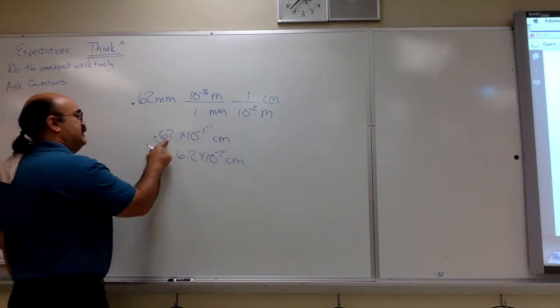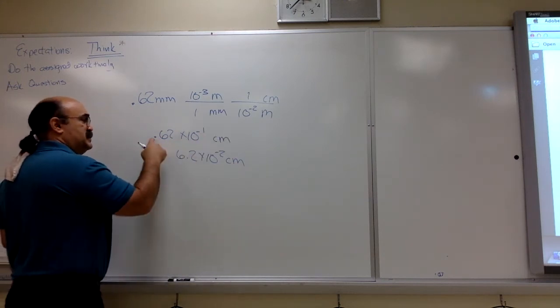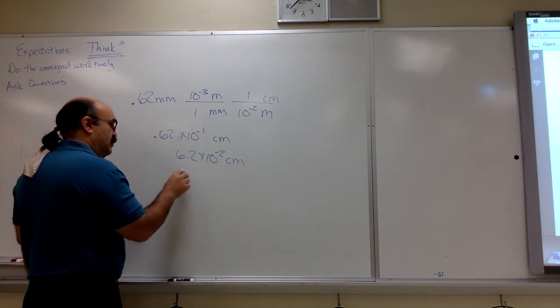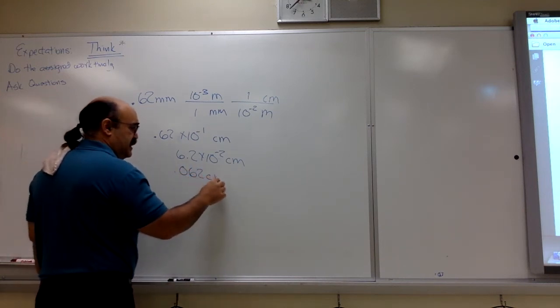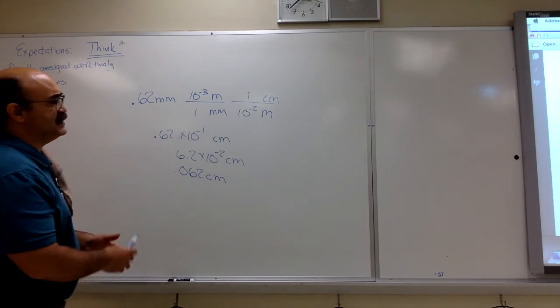Or, if I simply want to write this number as a number, this just means move the decimal point 1 more place to the left, so I could get 0.062 centimeters. Either one of those is the correct answer. Didn't ask for you or tell you that you had to write it in scientific notation. So we have this.